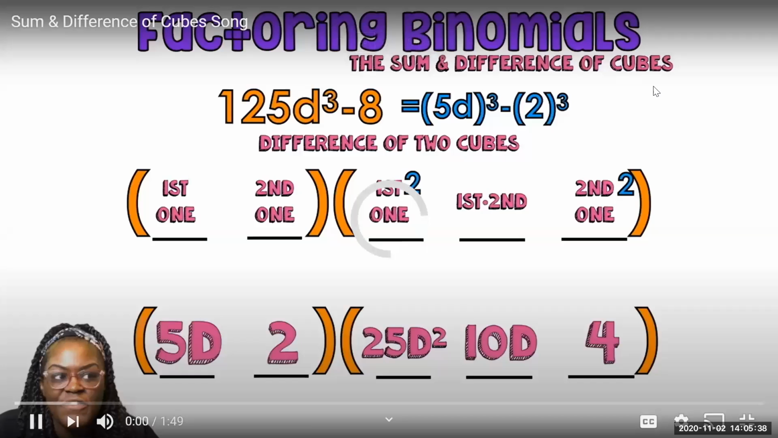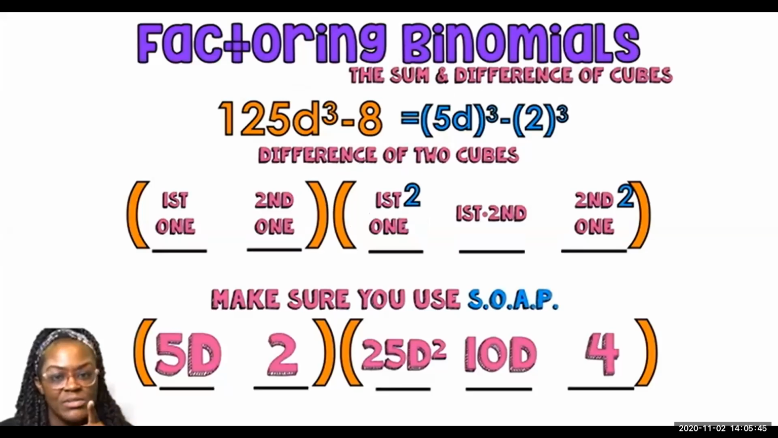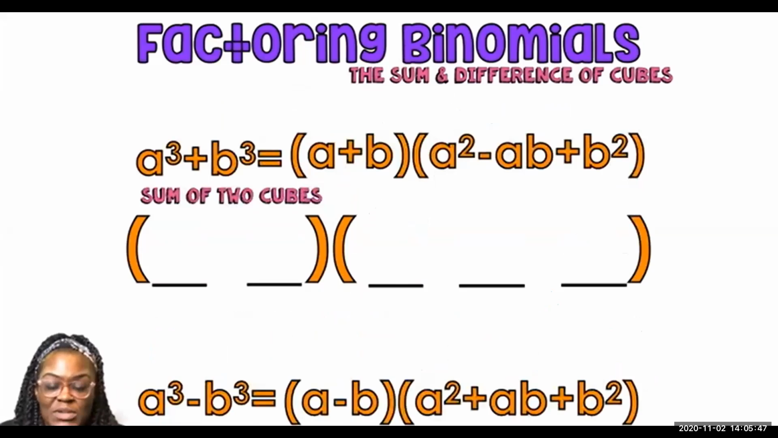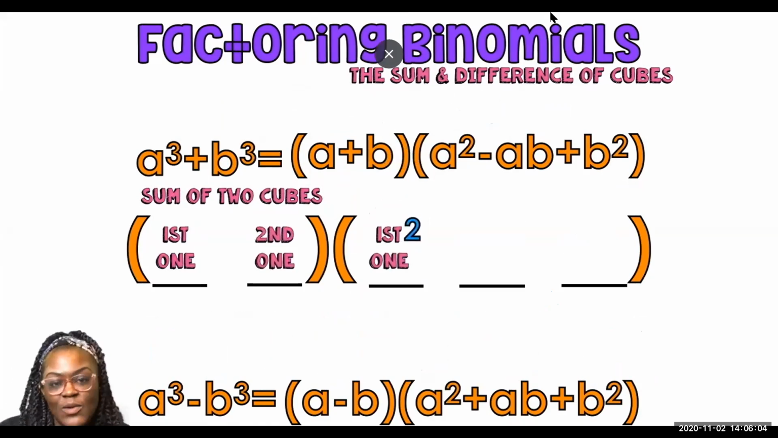First one, second one, first one squared. First one times the second one squared. Use some soap. The first part is a binomial. The second part is a trinomial. So I teach my students a little song, and that tells them what goes in every position. The song goes, first one, second one, first one squared.